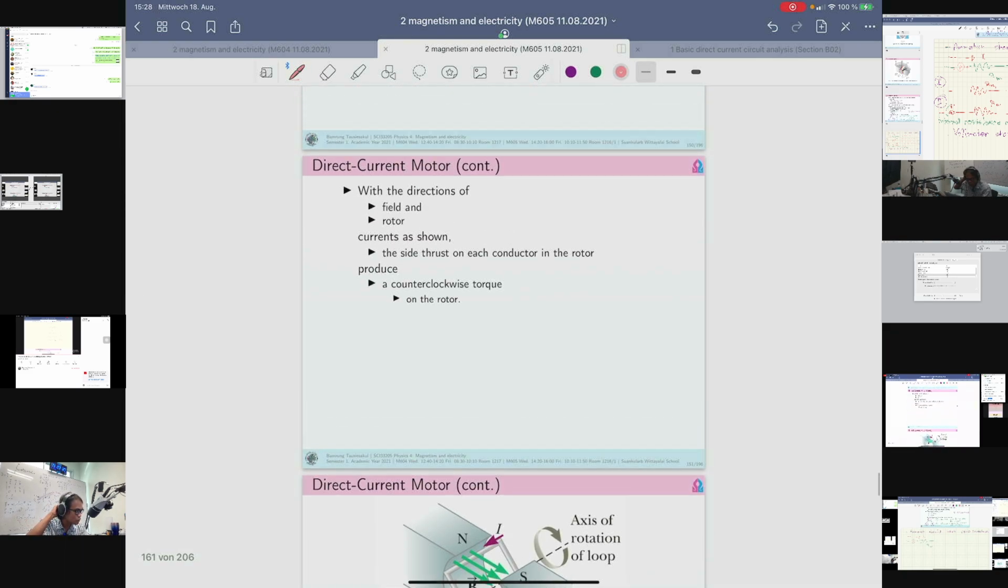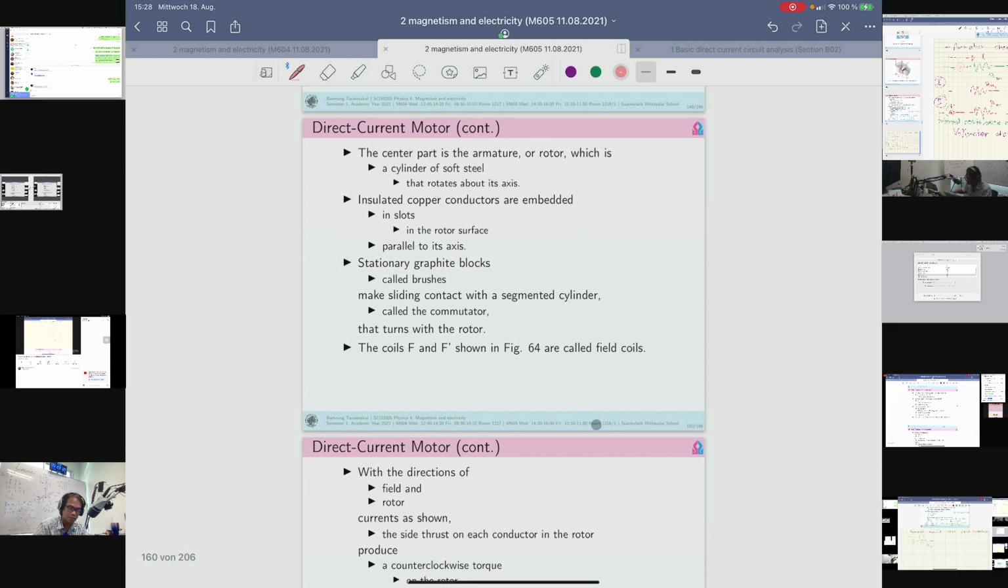So let's go to the next one. We arrive at the direct current motor. All right.